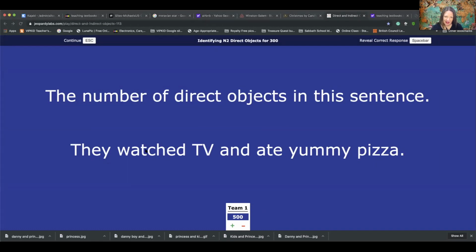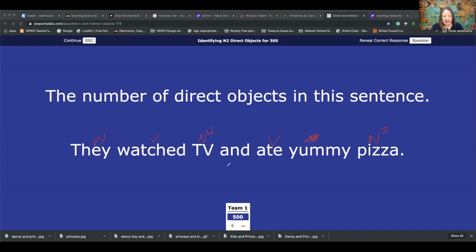Let's check it out here. We have 2 verbs. We have a subject, they watched and they ate. What are the direct objects? What was watched? TV and ate pizza. Oh, yummy is not a verb. Ate is the verb. I'm sorry about that.